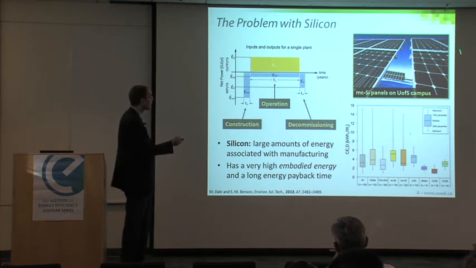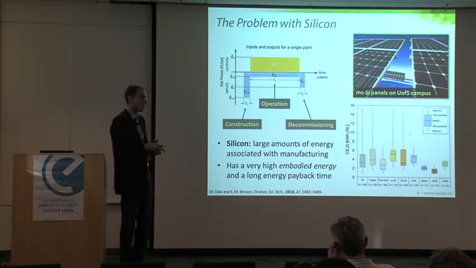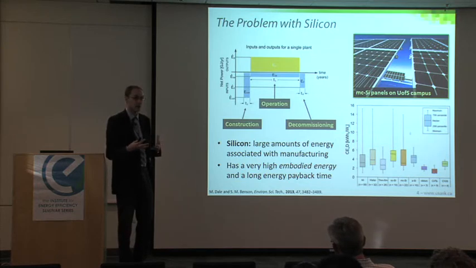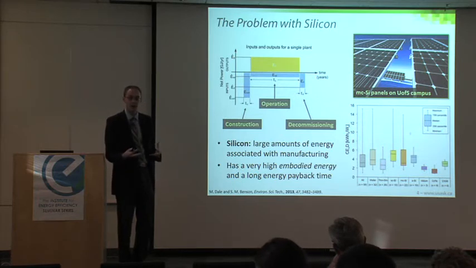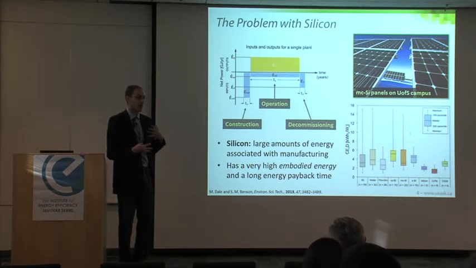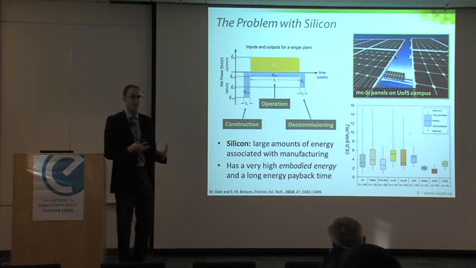We have a small solar array on our U of S campus of multicrystalline silicon panels. But of course, the problem with silicon is you have to fish it out from silicon dioxide. That's a very energy-intensive process, thermodynamically uphill. And so you have to put an awful lot of energy into making a silicon panel.